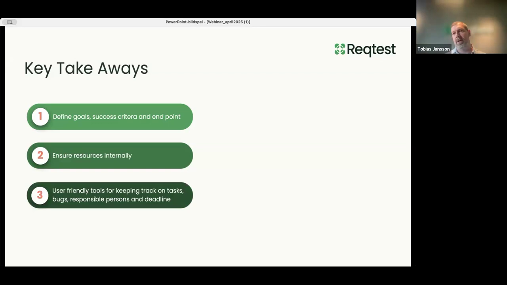And the third one about the tools. Yeah, for everybody to work smoothly in a project, make sure that you have a user-friendly software that can keep track of your task and your bugs and the responsible person and deadlines, so they know what to do, when to do it, and how to do it. And when problems come, we know exactly how to solve these and who should solve these problems.